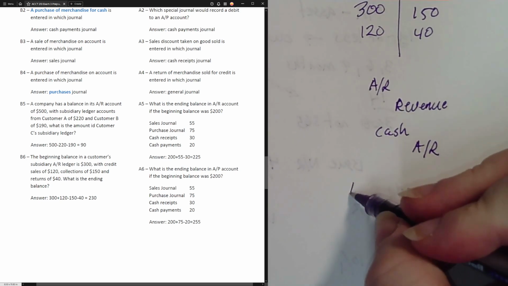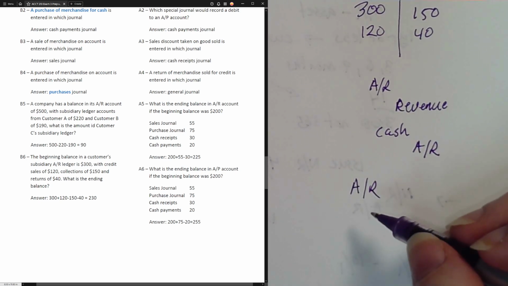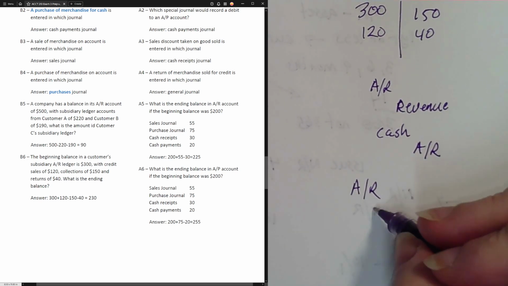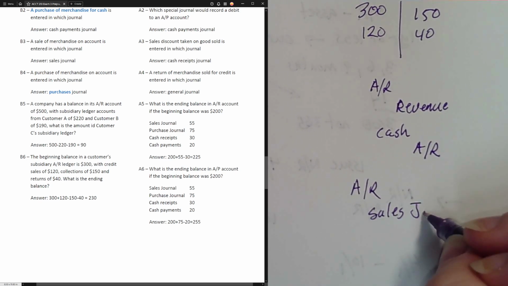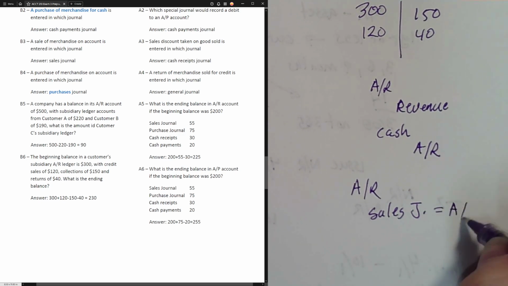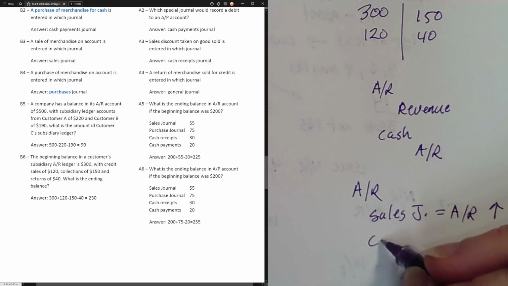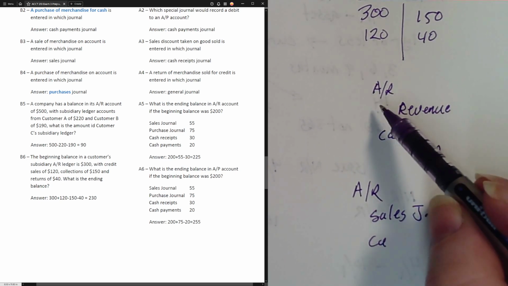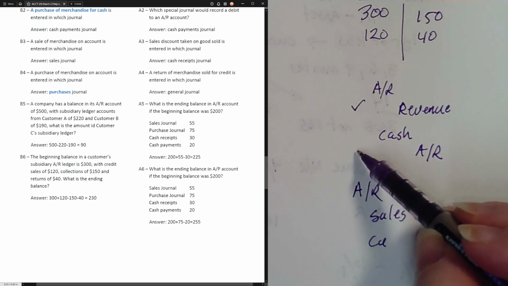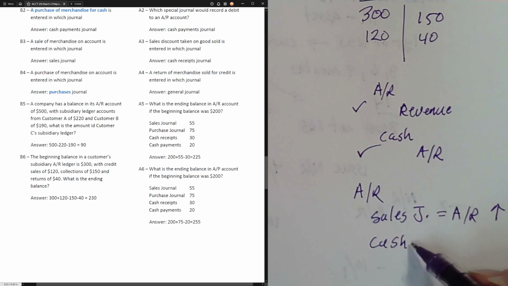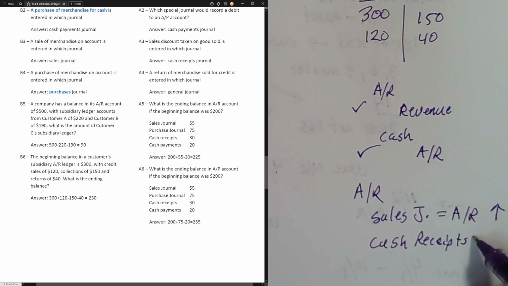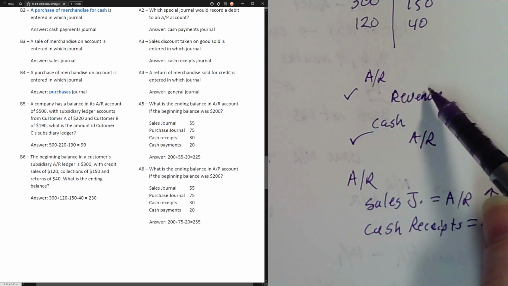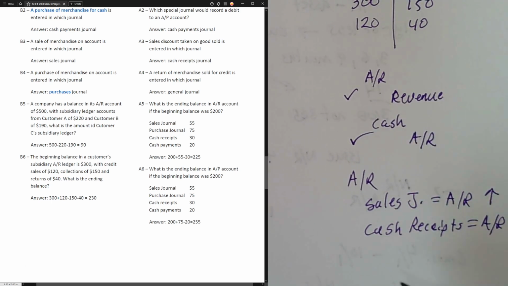So for AR, we really only have to pay attention to two things. Sales journals is equal to the new AR, so this increases. And then cash receipts. So the sales journal is this one, right? And the cash receipts is this one. So we only really need to focus on two for AR. And so in this case, AR will go down because we're collecting cash, and here we're making a new sale. So that's the additional information.